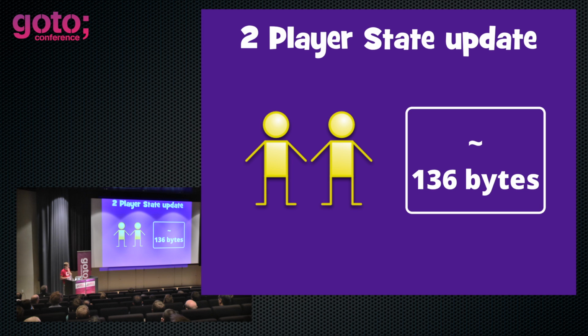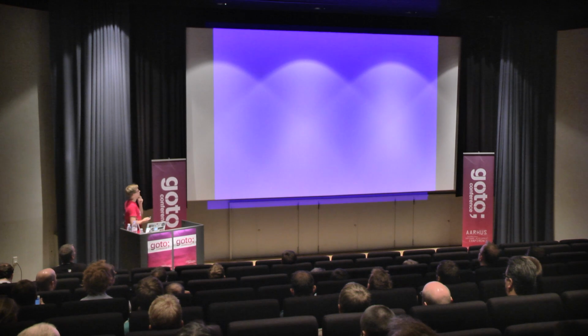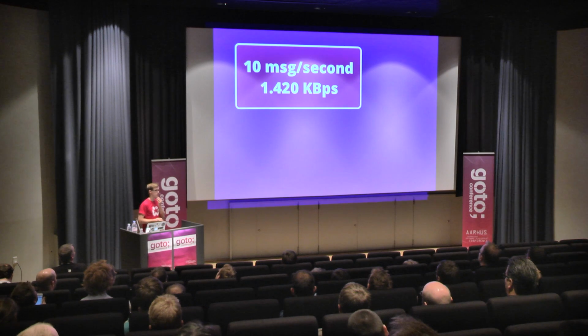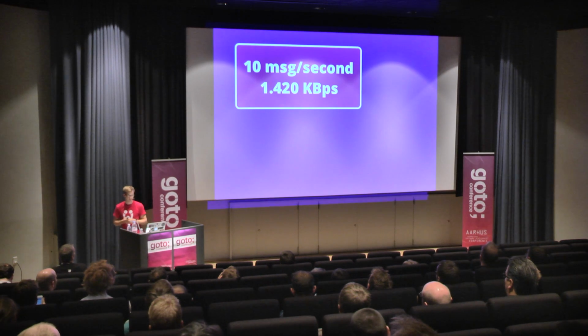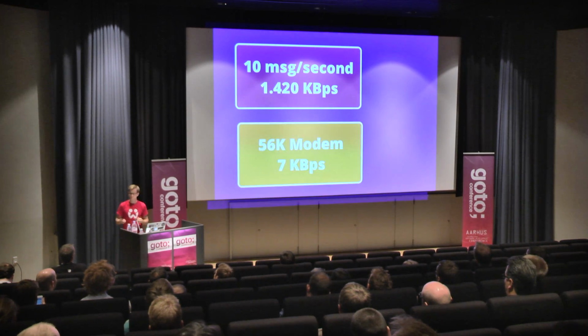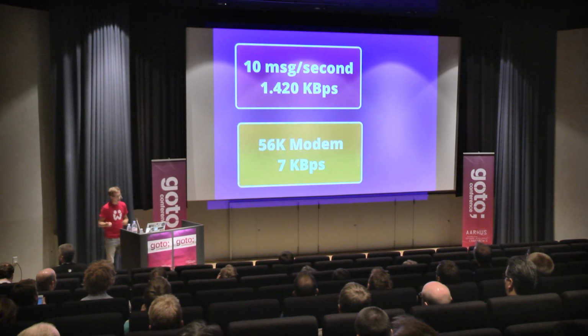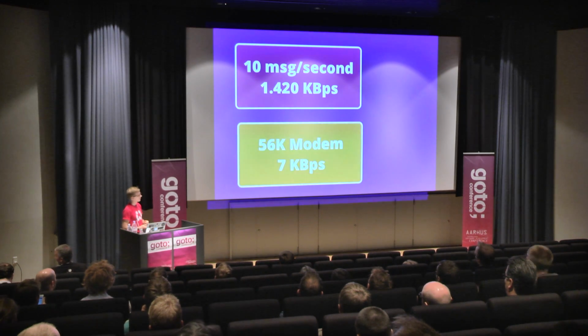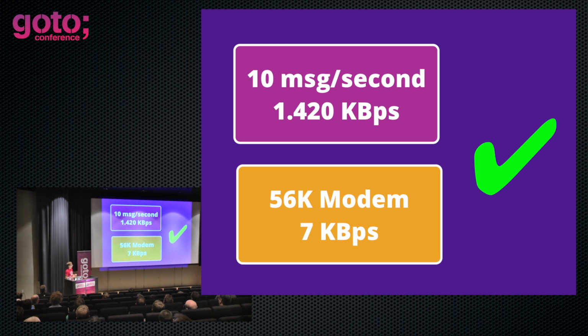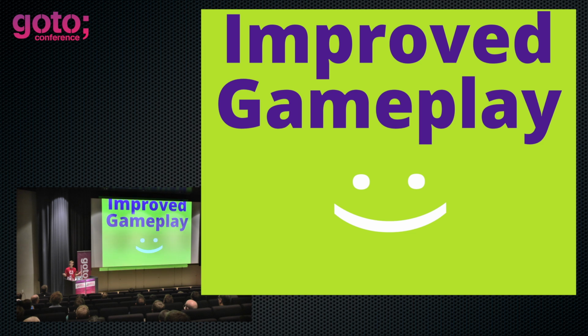So yeah, 136 bytes. And so if you do the math, 10 messages a second from the server to your clients, that's roughly 1.5 kilobytes per second. And so yes, actually my first modem was a 56K modem. That actually has a throughput of 7 kilobytes per second. So on the bandwidth side, I think we're on the good side. So overall, that improved our gameplay even better, because now we could sometimes even play with GPRS connections. We'd have very bad bandwidth. GPRS is your rough equivalent to 56K modems in terms of standards.